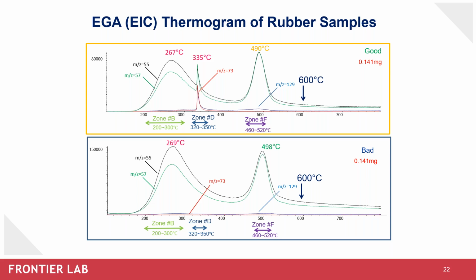Great. And then a question here for Rosine. What is the rate of pyrolysis? How does it compare with the Curie point pyrolyzer? And how does this influence the final results?